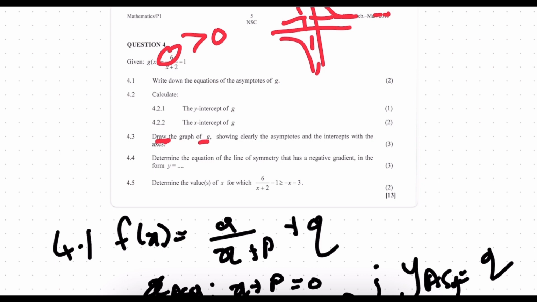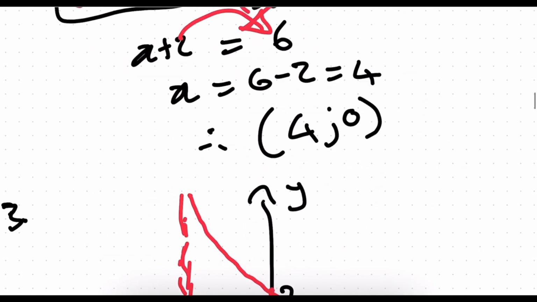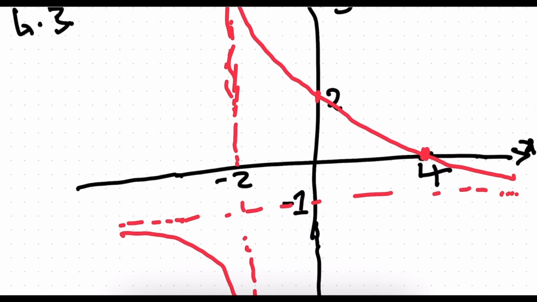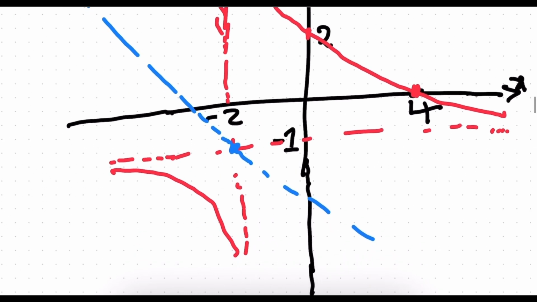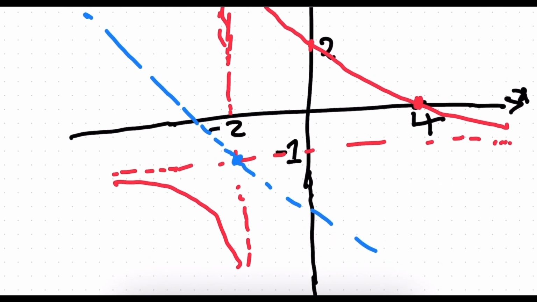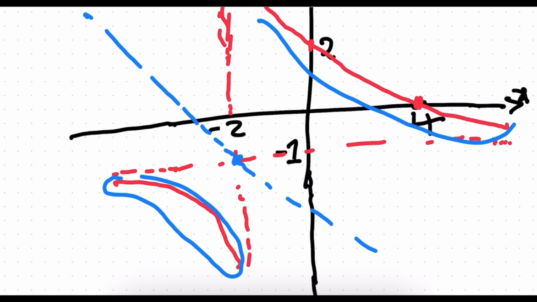Number 4, determine the equation of the line of symmetry that has a negative gradient, in the form y = mx + c. When they say line of symmetry, they're talking about a line that gives a reflection of your graph. When you draw a straight line passing through this point, on either side of the line this shape should be similar to this other shape. It's my drawing, but you get the point, right?